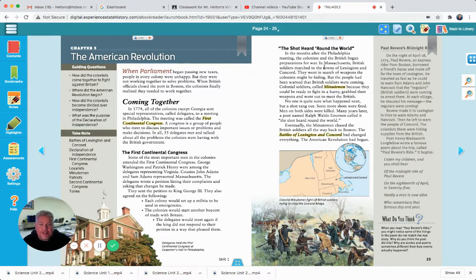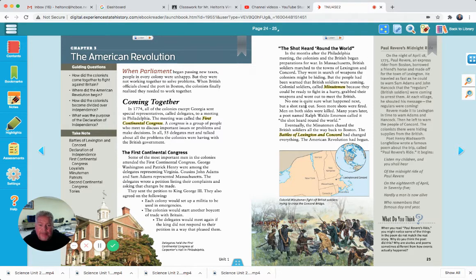In Massachusetts, British soldiers marched to the towns of Lexington and Concord. They went in search of weapons the colonists might be hiding. But the people had been warned that the British soldiers were coming. Colonial soldiers called Minutemen, because they could be ready in a minute to fight in a hurry, grabbed their weapons and went out to meet the British. So basically, you've got the British Army marching to these towns of Lexington and Concord because they heard a rumor that in Concord there were some weapons hidden, and there were.